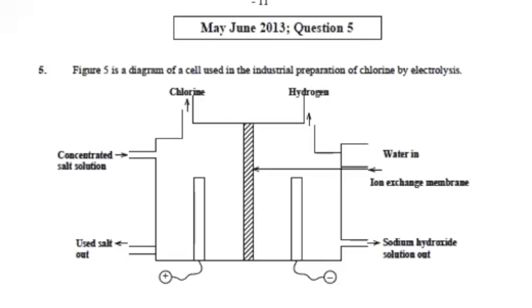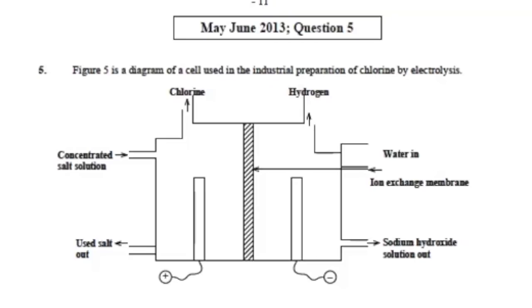Now, this is question 5, May June 2013, question 5. All right, and this figure 5 is a diagram of a cell used in the industrial preparation of chlorine by electrolysis. So this would have to be concentrated sodium chloride solution that we're using. You might see that being referred to as brine, mackerel in brine, tuna in brine. That's just a preservative. One of the uses of concentrated sodium chloride solution is to help preserve meats on a whole.